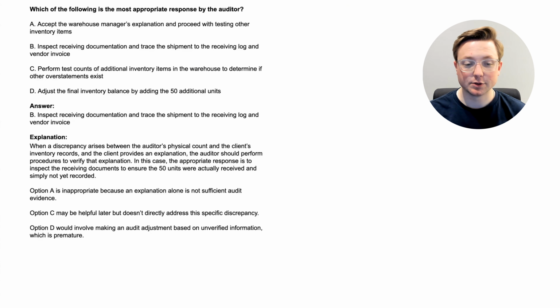All right, here we are. The answer is B, inspect receiving documentation and trace the shipment to the receiving log and vendor invoice. So that's what the auditor would most likely do here. Let's go through the explanation. When a discrepancy arises between the auditor's physical count and the client's inventory records, and the client provides an explanation, the auditor should perform procedures to verify that explanation.